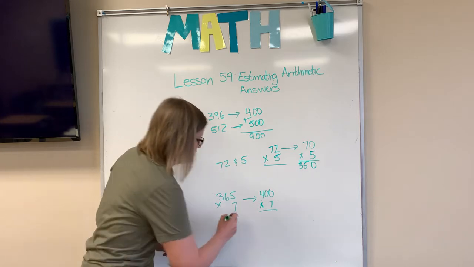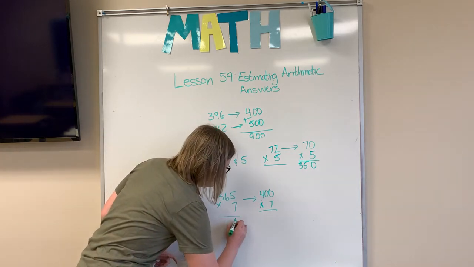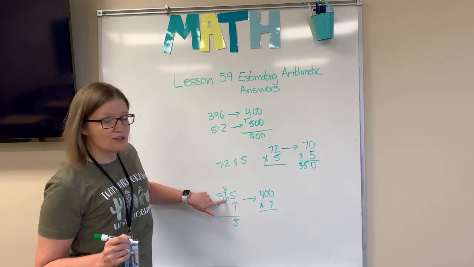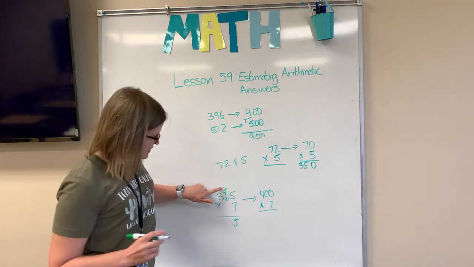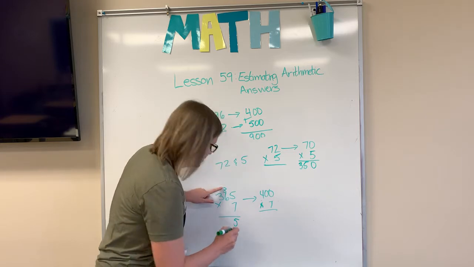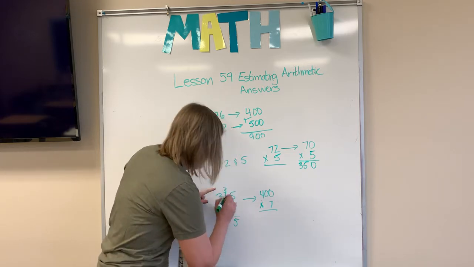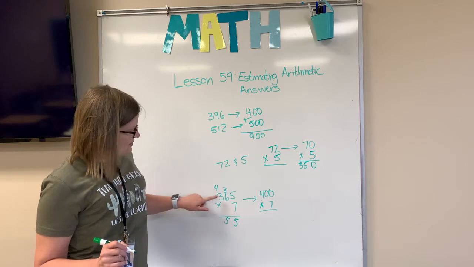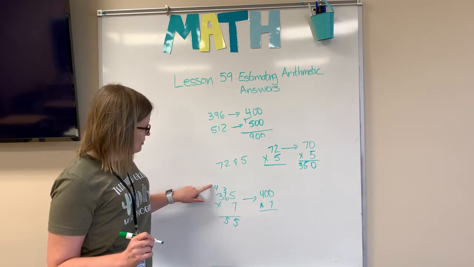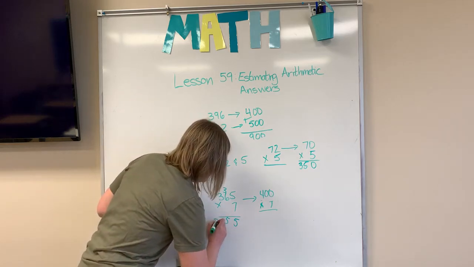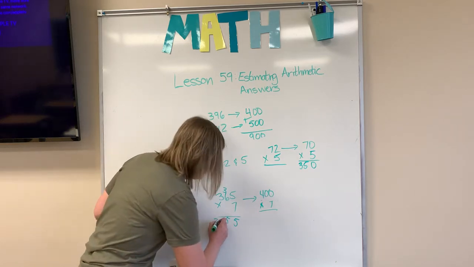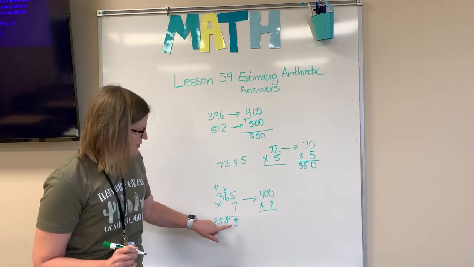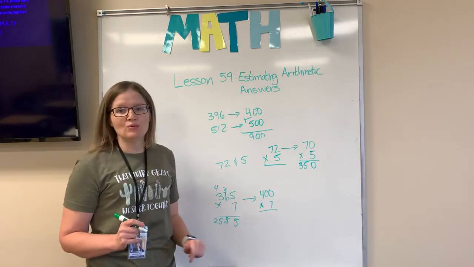7 times 5 is 35. Put my 5 down here, put my 3 over the 10. 7 times 6 is 42, plus 3 is 45. Put my 5 there, put my 4 over the 100. 7 times 3 is 21, plus 4 is 25. I have to think about this, guys. 2,555.